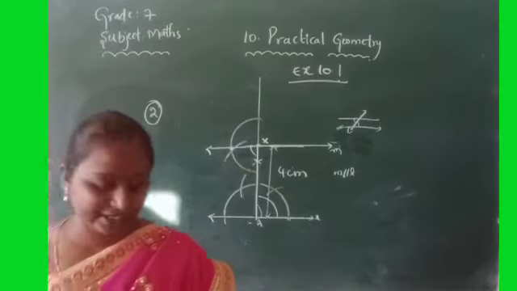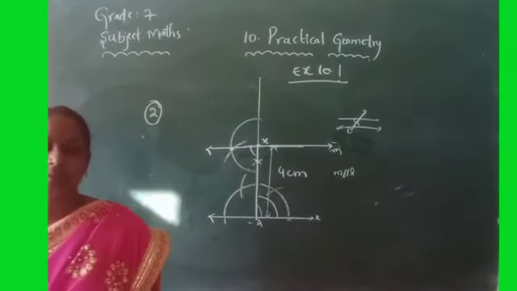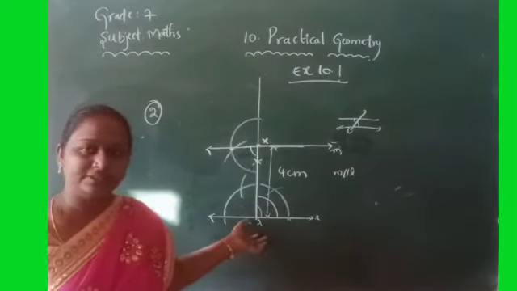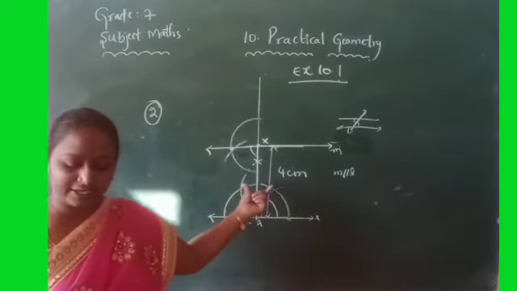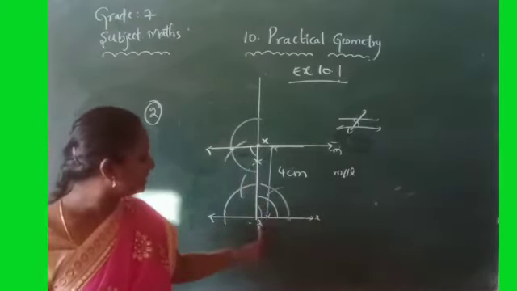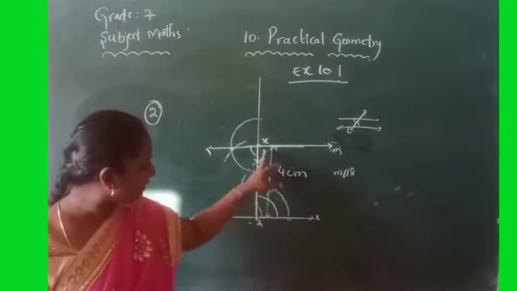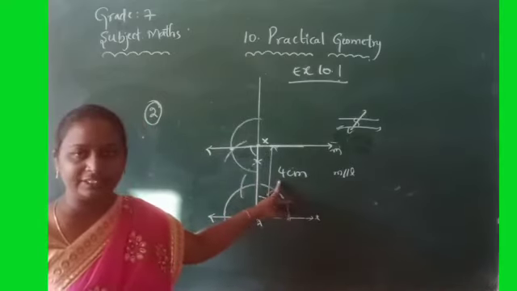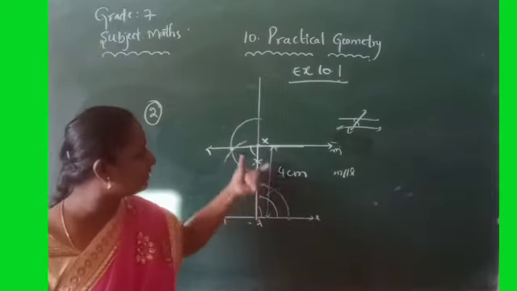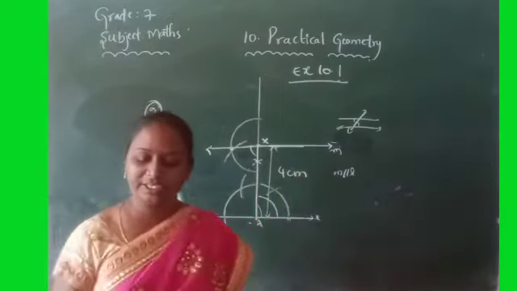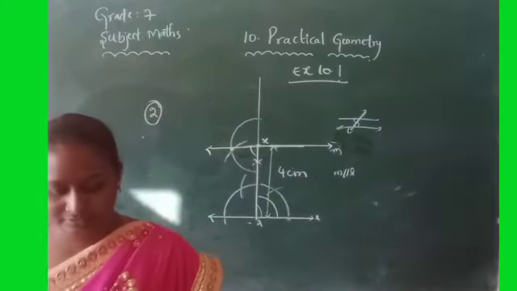First draw a line and take a point A on it. Take A as a center, some convenient radius, draw one arc, and now take AX equal to 4 centimeters. Again draw a perpendicular line to L. Finally, it is our required construction. Very easy, you can draw this one.